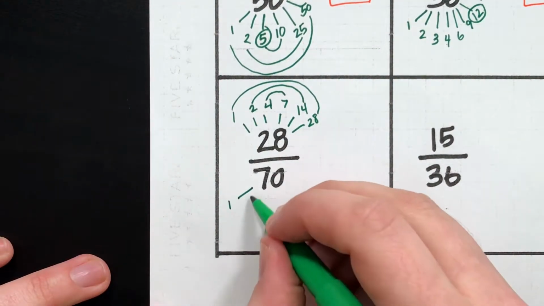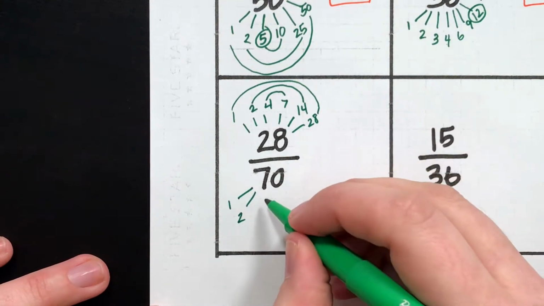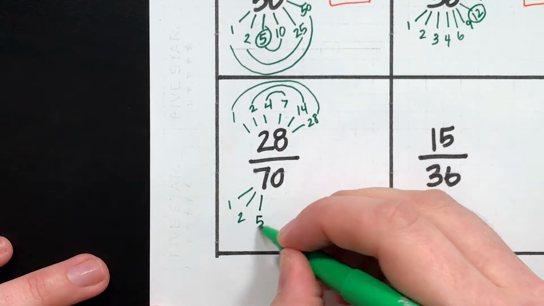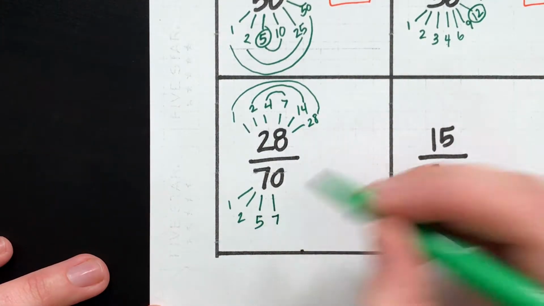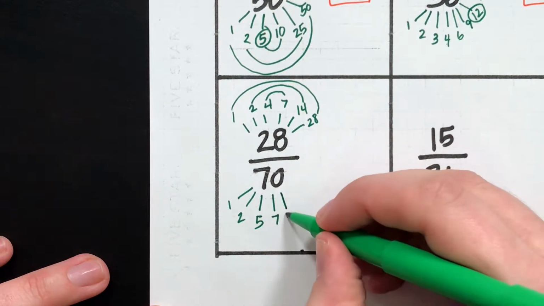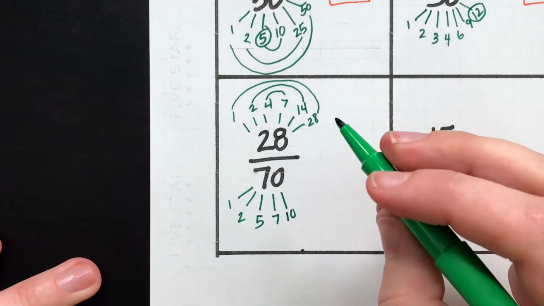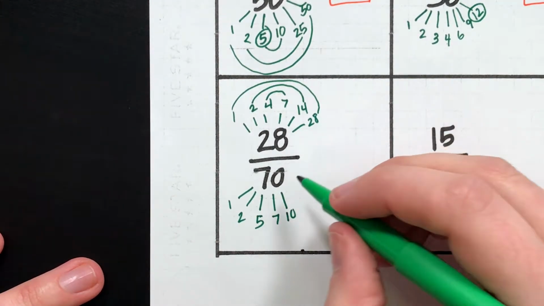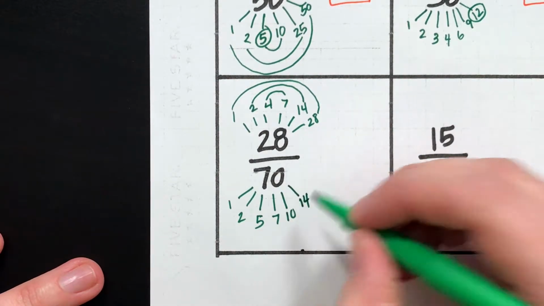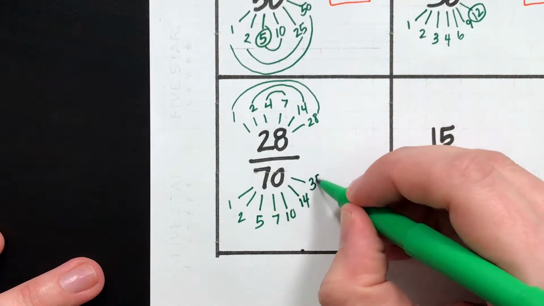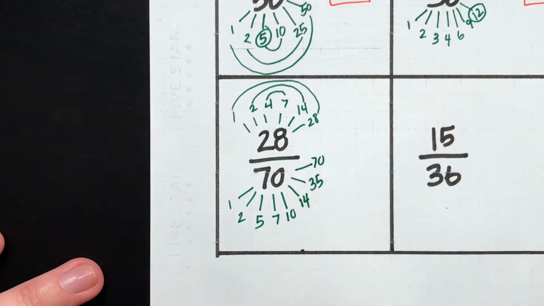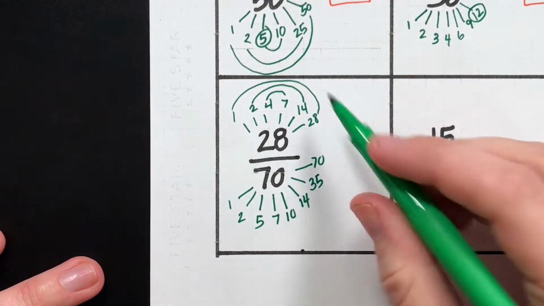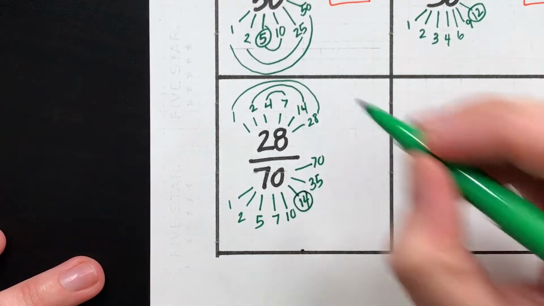For 70, we have 1, 2, not 3, 4, no, 5, yes, 6, no, 7, yep. 7 times 10 gives me 70. 5 times 14 gives me 70. 2 times 35, and 1 times 70. Okay, so those are all our factors. And our greatest common factor, 28 isn't down here, so let's look at 14. 14 is down here, so that is our GCF.